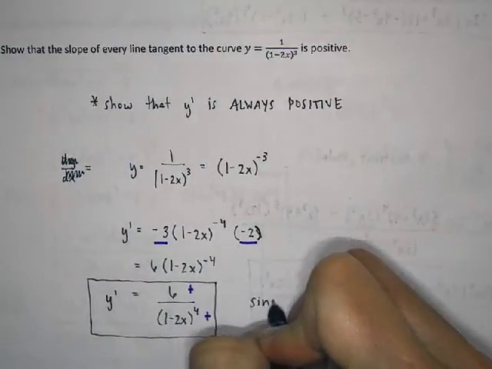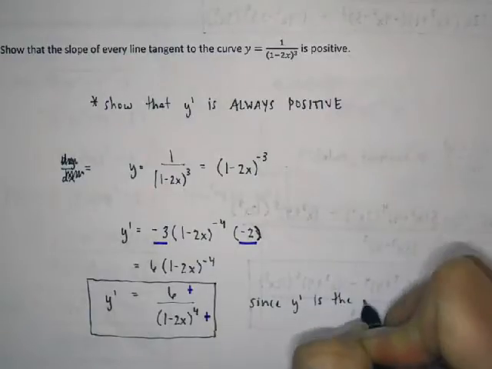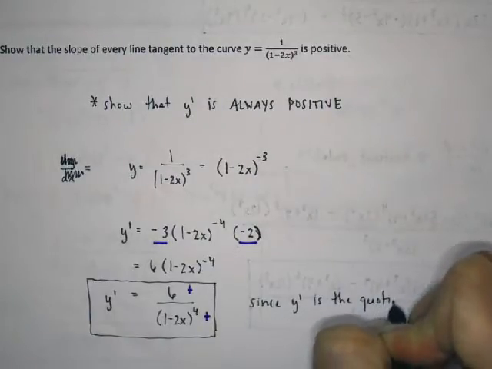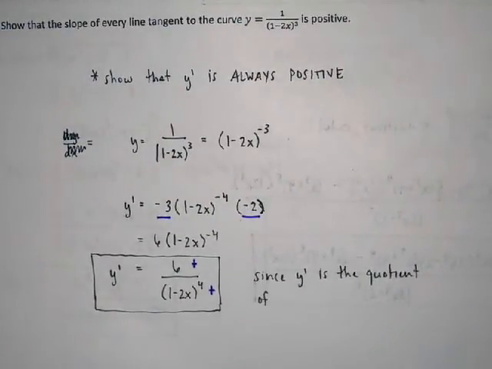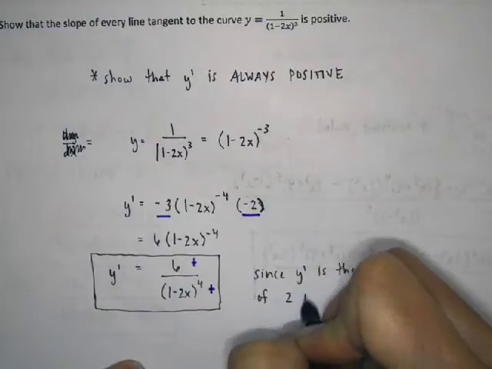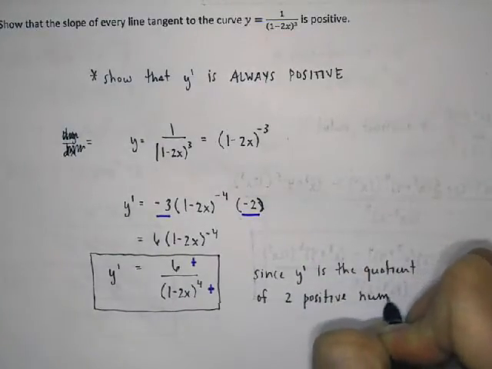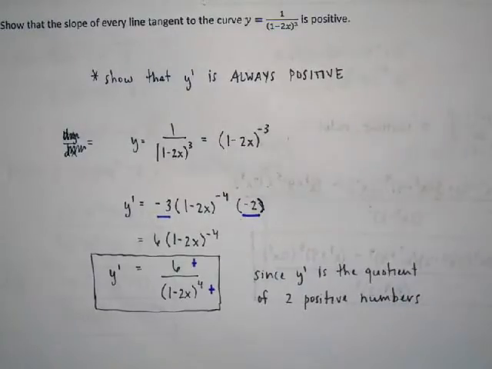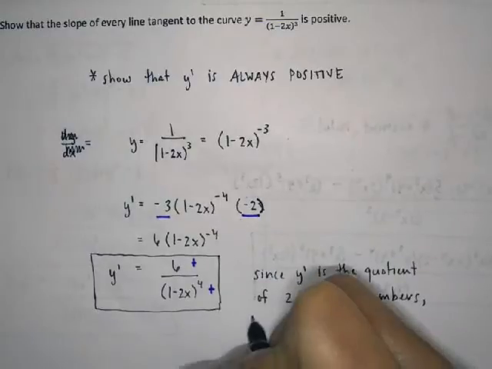So since my derivative, since y prime, is going to be the quotient of two positive numbers, make sure you can see this. I'm going to scoot it up a bit. Since y prime is the quotient of two positive numbers, then my slope is always going to be positive.